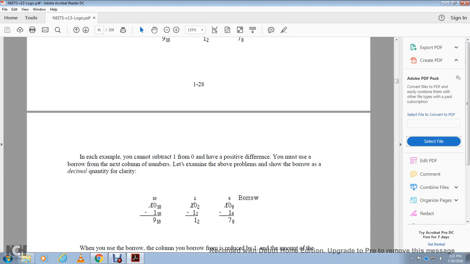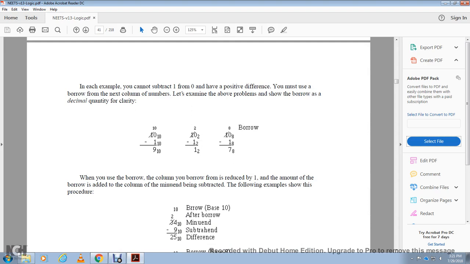10 base 10 minus 1 base 10 is 9 base 10. In binary, 10 base 2 minus 1 base 2 is 1 base 2. 10 base 8 minus 1 base 8 is 7 base 8. So you're borrowing: decimal borrows 10, binary borrows 2, octal borrows 8.